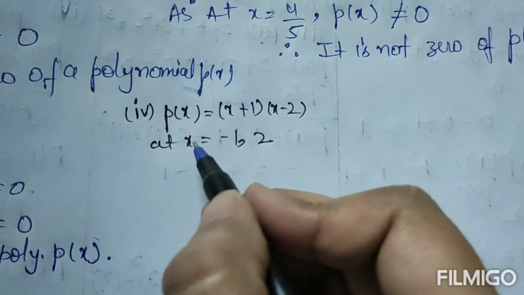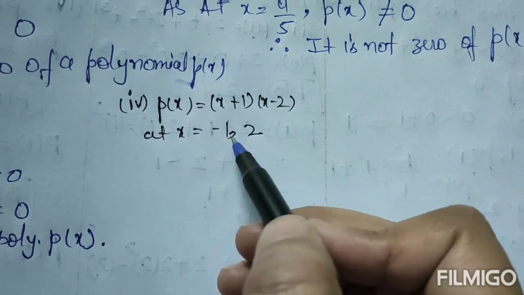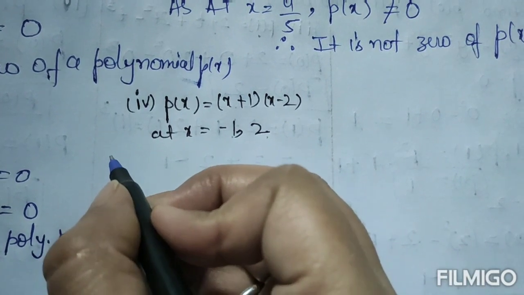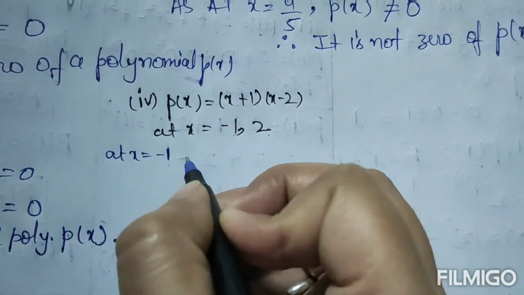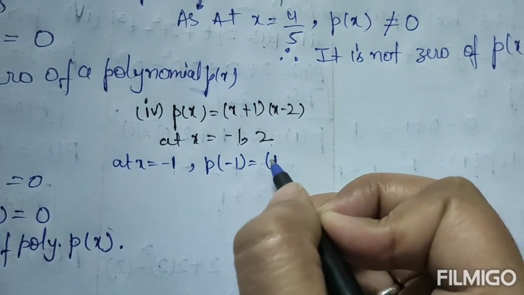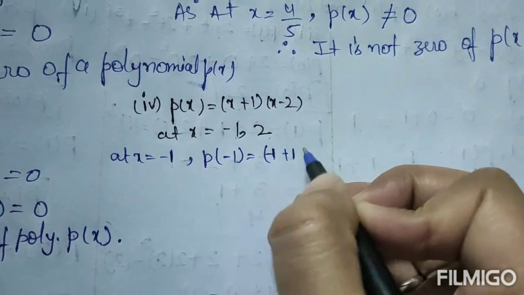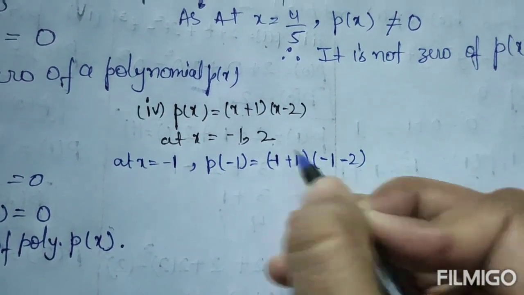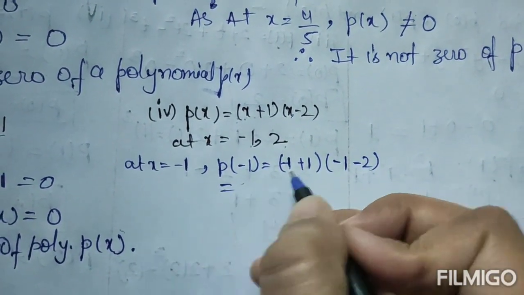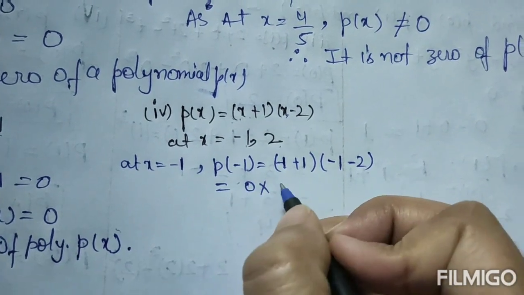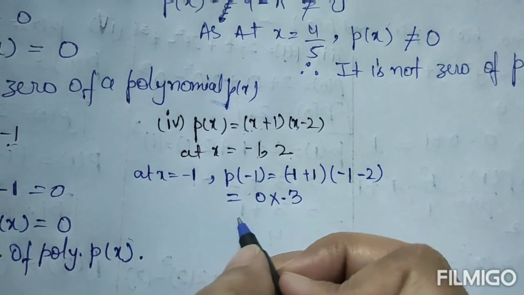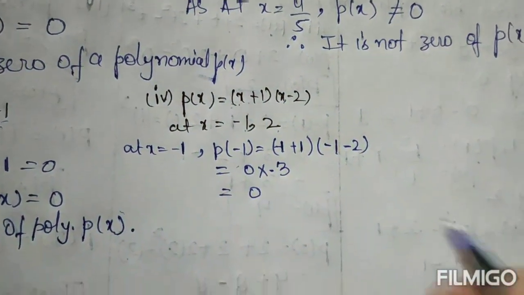Now similarly here also you have to check for both minus 1 and 2 whether it's coming 0 or not. So at x equal to minus 1, p of minus 1 will be minus 1 plus 1 minus 1 minus 2. Here put x equal to minus 1. So you will get minus 1 plus 1 is 0, multiply minus 1 minus 2 is minus 3. So it is coming 0.